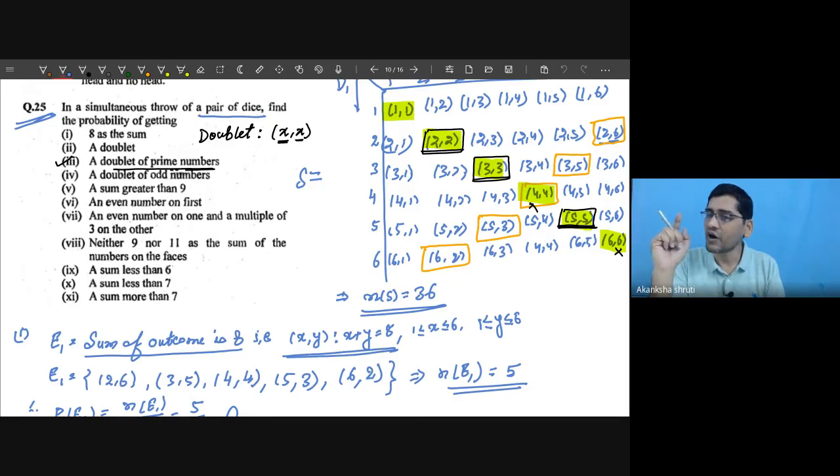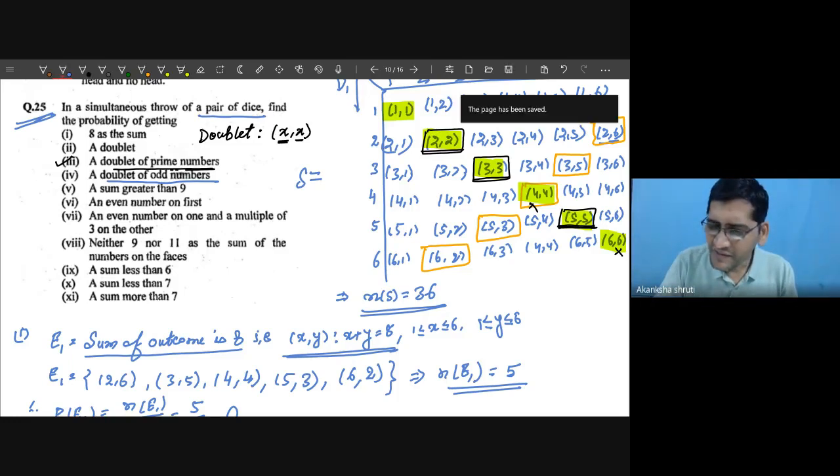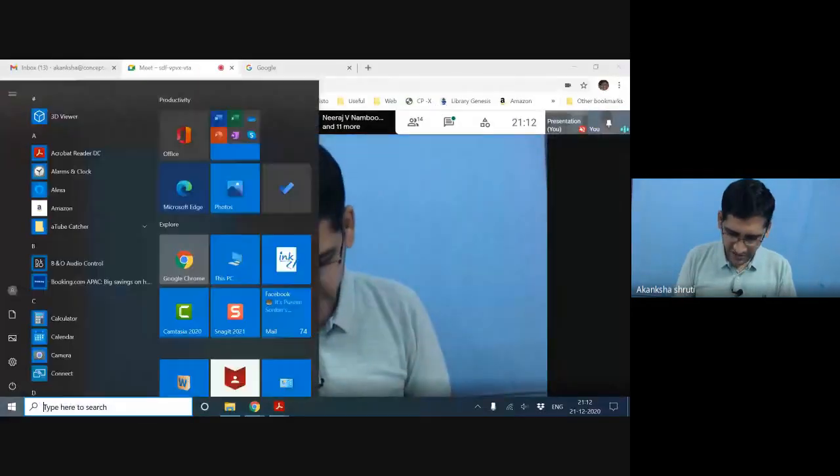A student, 1 is odd, because definition of odd is what? Any natural number which is not divisible by 2. 1 is a natural number but not divisible by 2. So 1 1 has to be counted. But coming to 2 2, though 2 is prime, it is not odd because it is even. So be careful while writing this doublet of odd number.